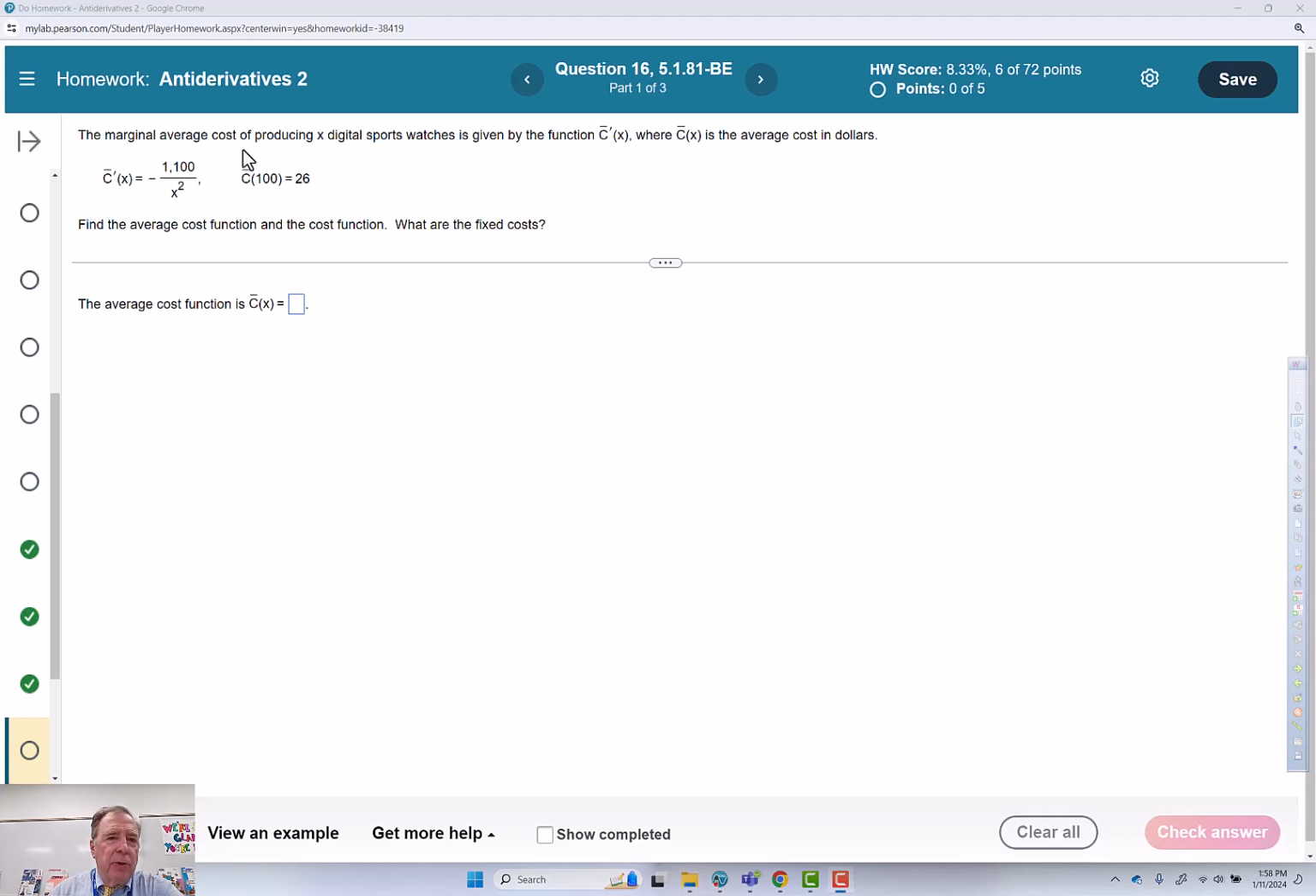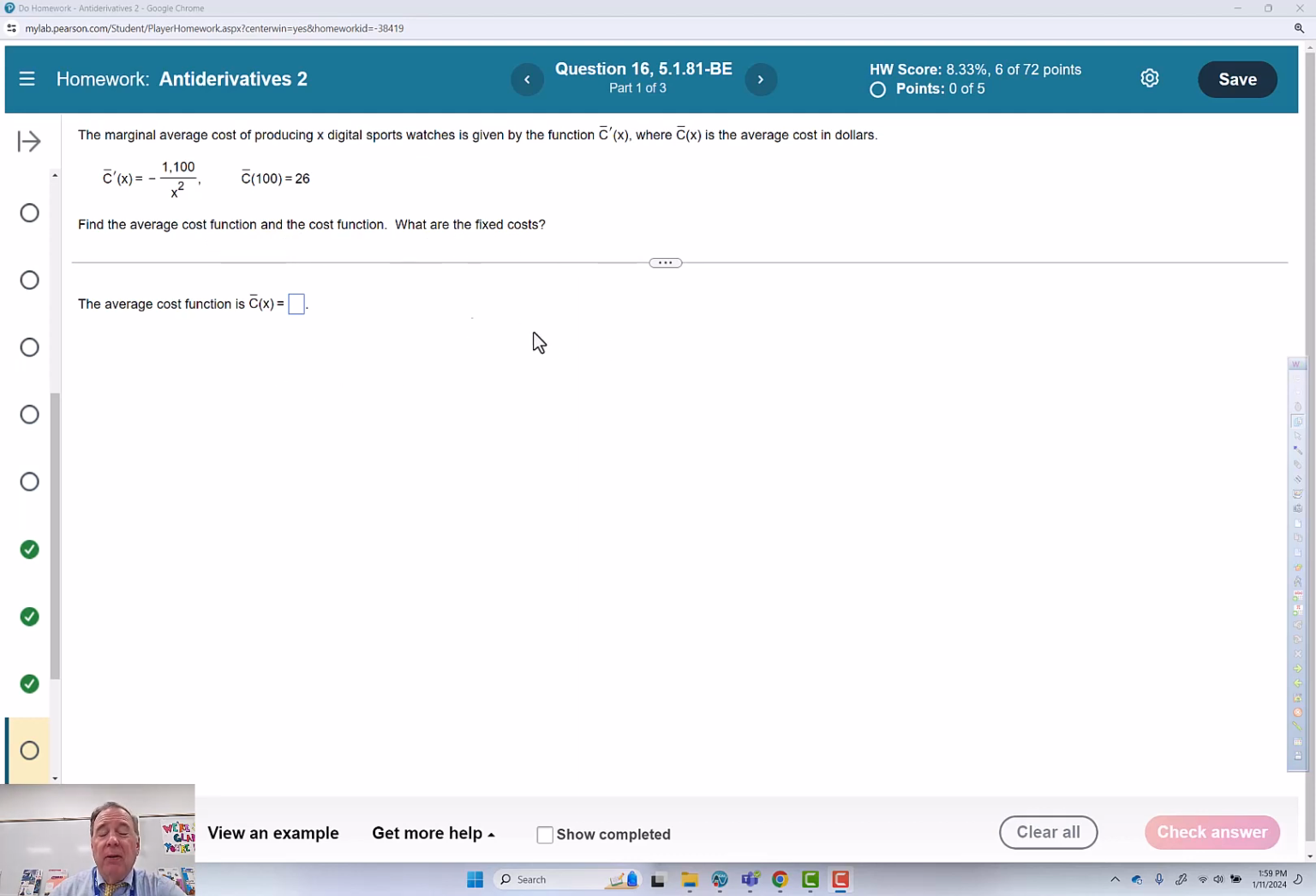The marginal average cost of producing x digital sports watches is given by the function C bar prime of x, where C bar of x is the average cost in dollars. So C bar prime of x equals negative 1100 over x squared. So that's the derivative of the average cost function. And then they're giving us an initial condition. The average cost per watch when we're making 100 watches is $26 per watch. It says find the average cost function and the cost function. What are the fixed costs?